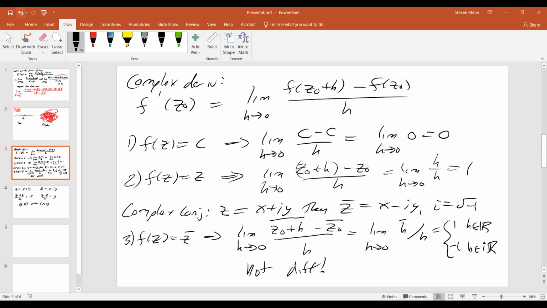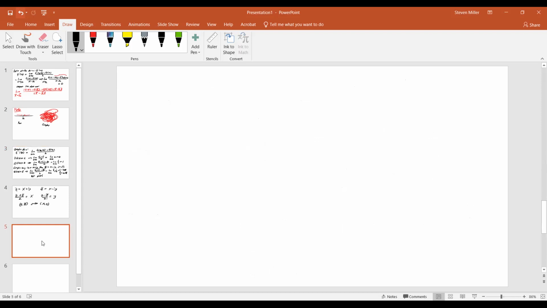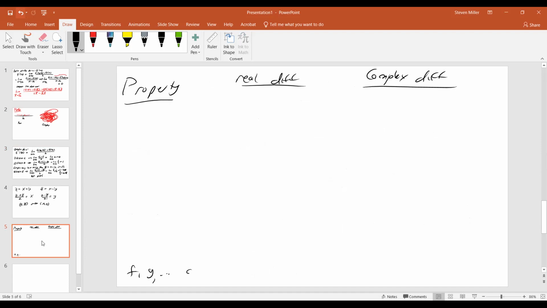All right, so what I want to end with is the differences between real versus complex. So here's the property: real differentiable, complex differentiable. And the question is going to be, is the answer yes or no? So I'm going to assume I have a differentiable function. So f, g, and so on are differentiable functions. f is infinitely differentiable. True or false for real valued functions? False. Yes.